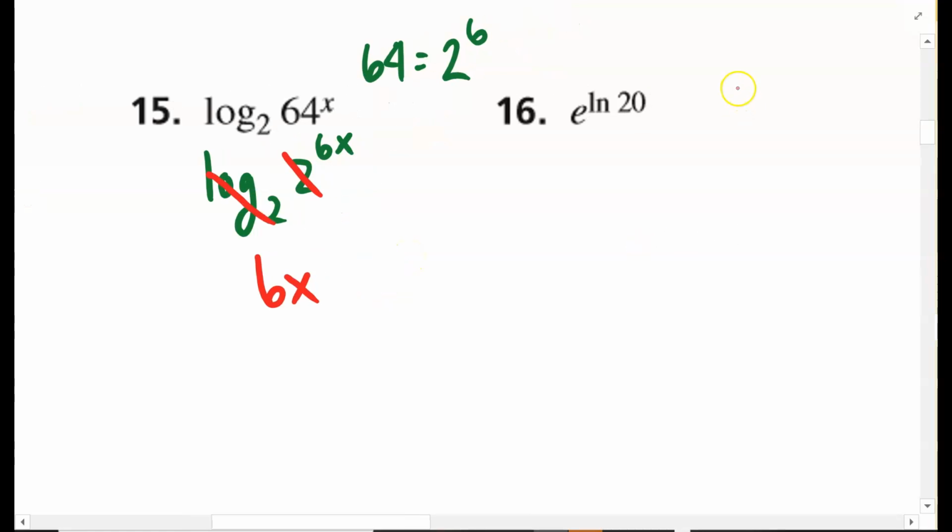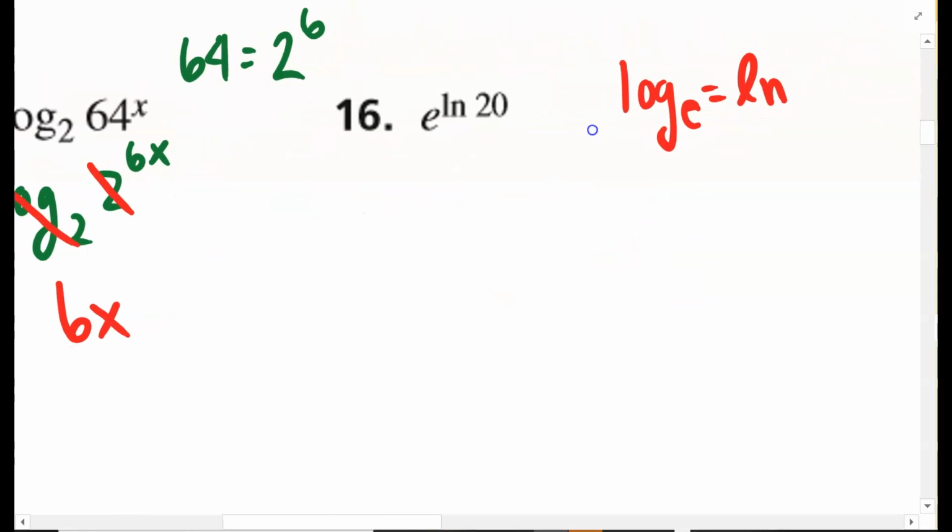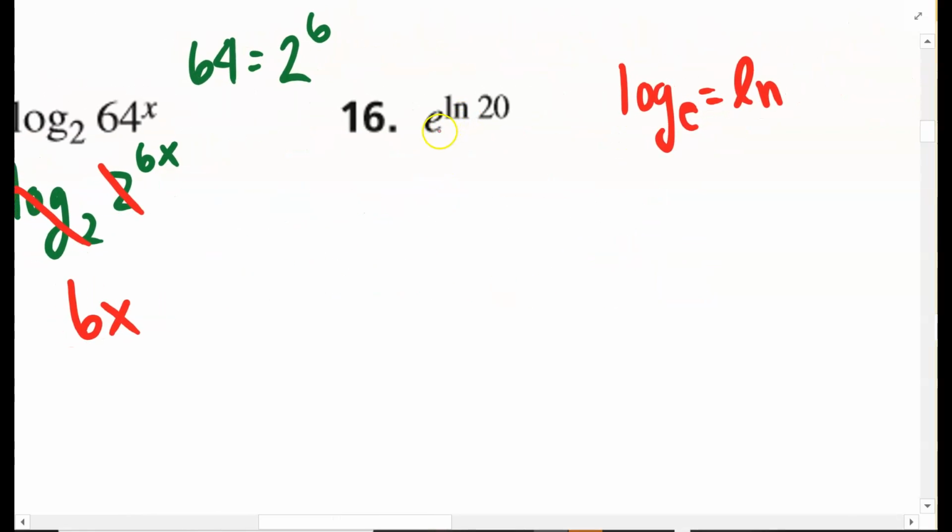Now, ln, if you recall, is the same thing as log base e. So the natural log is the same thing as log base e. When you see ln, you need to recall that that is base e. So what effect does the base of e have on the natural log? It cancels. So our answer is just 20.